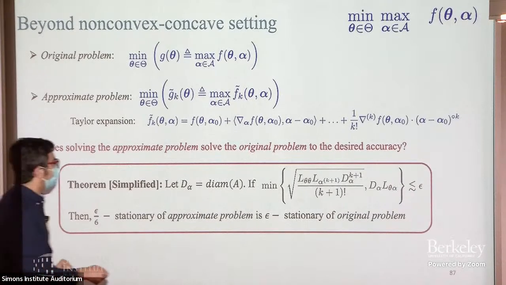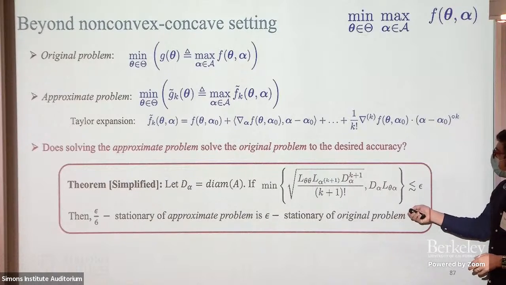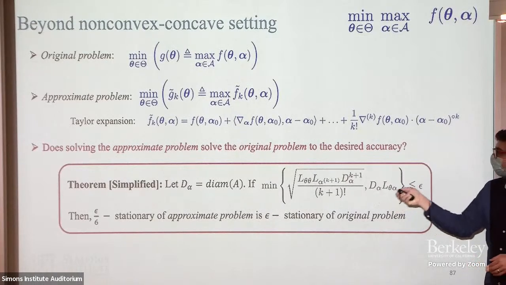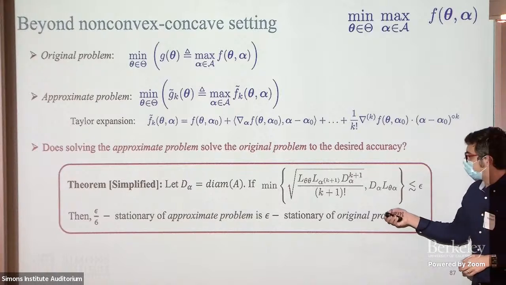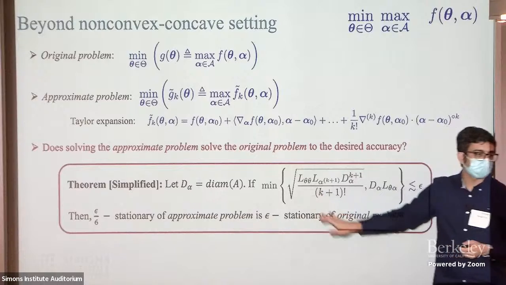What's in the square root? Oh, very good. So first of all, K is the order of the Taylor expansion approximation. L theta theta is the Lipschitz constant of the gradient. When you take the derivative of f with respect to theta, I measure the Lipschitz constant with respect to theta. In other words, if your function is in C infinity or C2, you take the second order derivative with respect to theta, and this is the bound that you have.